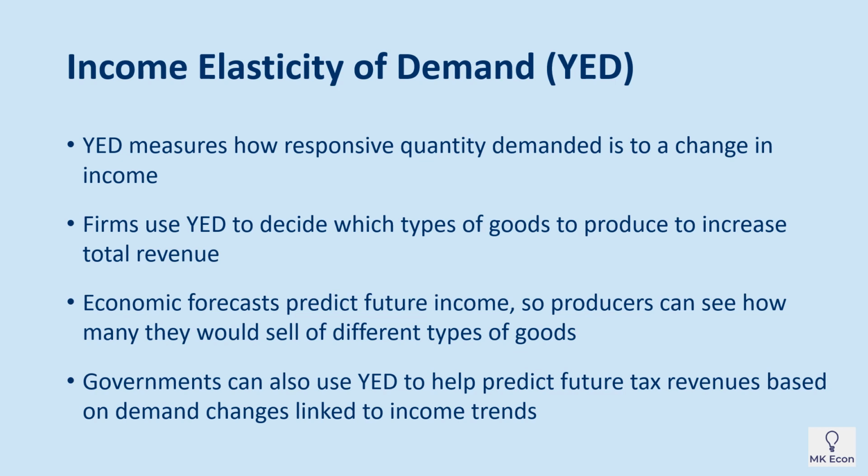Firms do use it to help decide which goods they should make more or less of, depending on economic forecasts. And we'll see that in a question at the end of these slides. Governments can also use it to see the expected impact of changes in income on consumer behaviour and impacts on things like government tax revenue receipts.